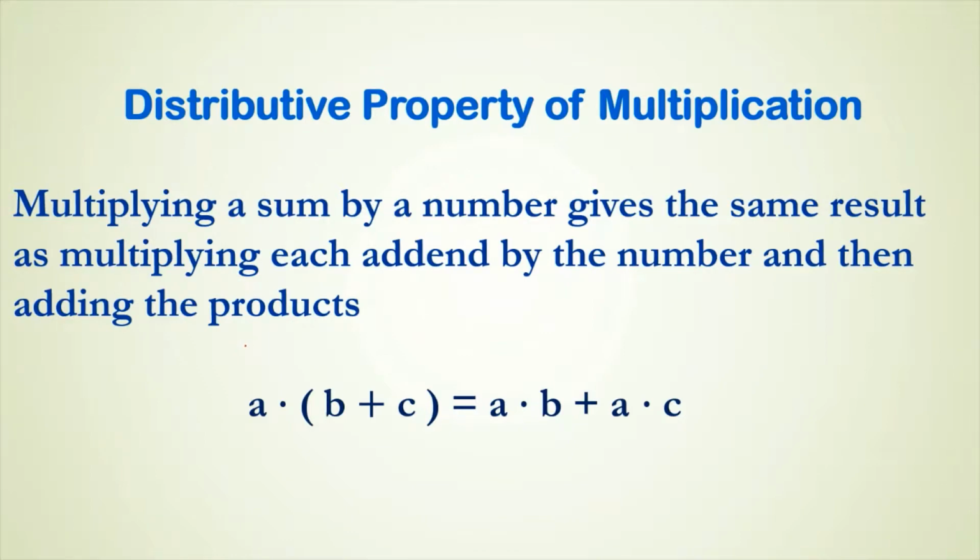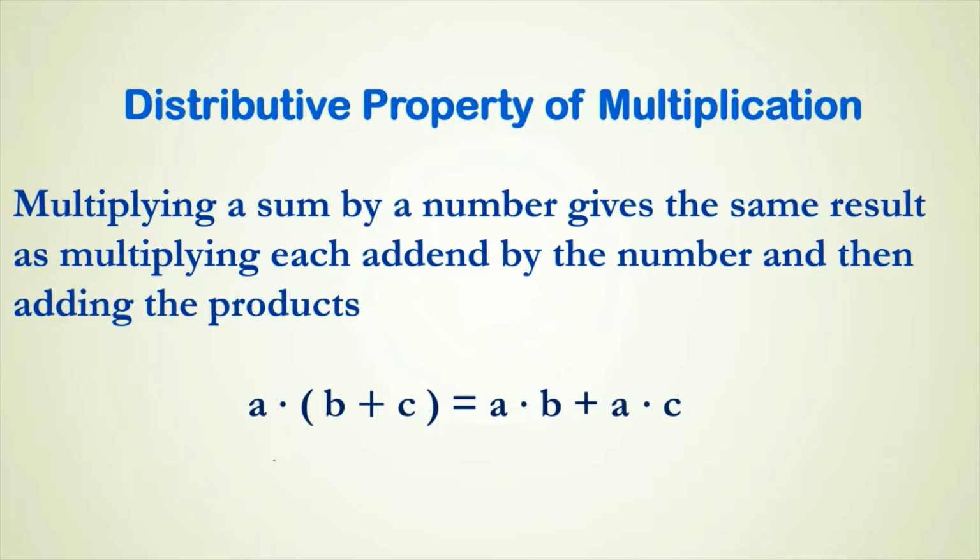Let's take a look at our third property of the day, distributive property. Distributive property of multiplication says, multiplying a sum by a number gives the same result as multiplying each addend by the number and then adding the products. Okay, this might sound confusing if it's the first time you're encountering it. So let's take a look again.